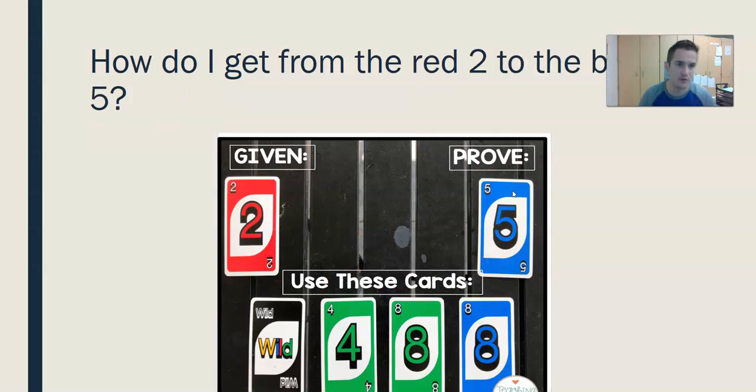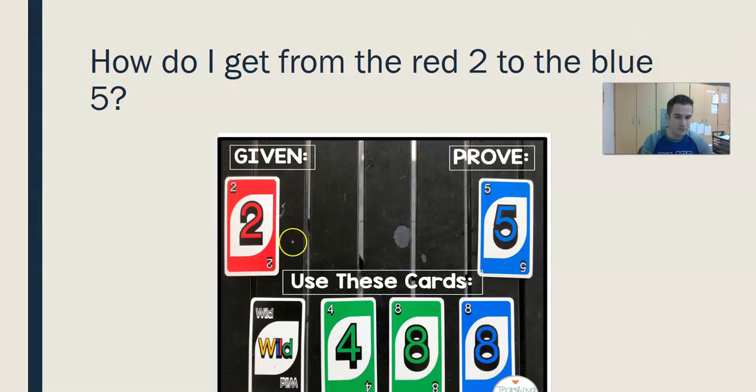So let me show you another example here. How can I get from the red 2 to the blue 5? Well, if I wanted to use every card, I'd probably use this wild to change it to a green. Then I'd play this green 4, this green 8, and then this blue 5. That's one way I could go about this. Change the red to green, and then a green 4, green 8, blue 5. I have all 4 of those cards at my disposal. I could use all 4 of those cards to get from the red 2 to the blue 5.